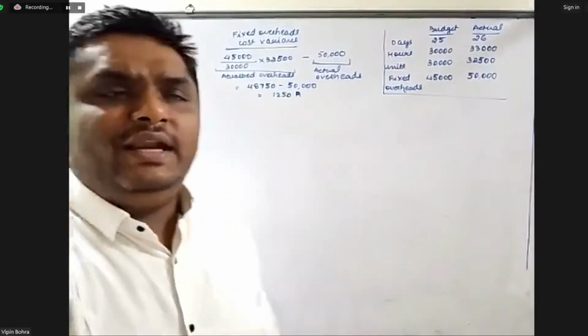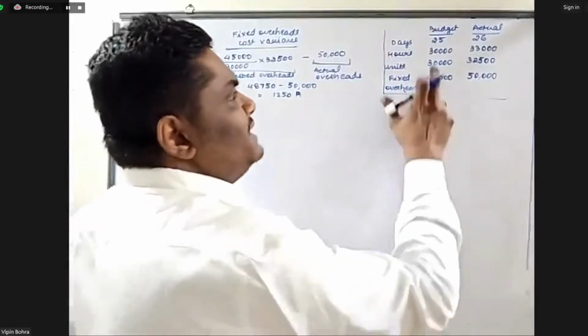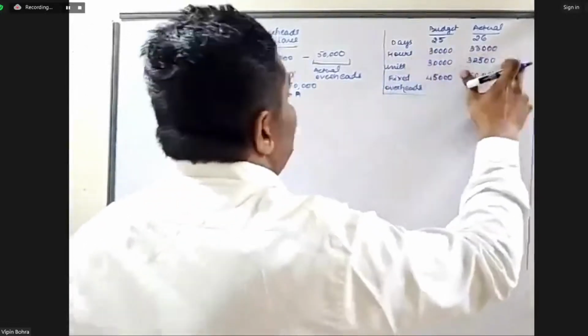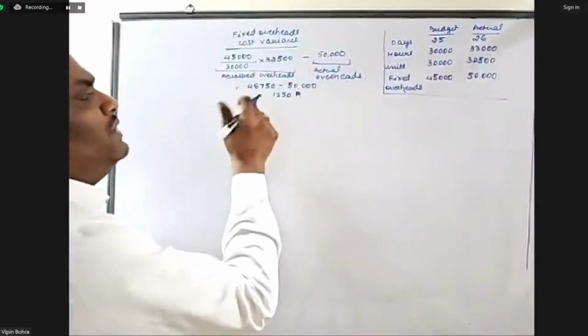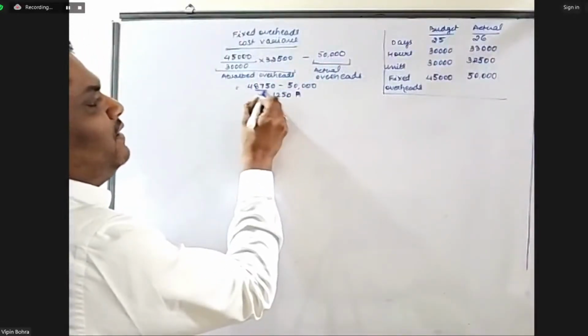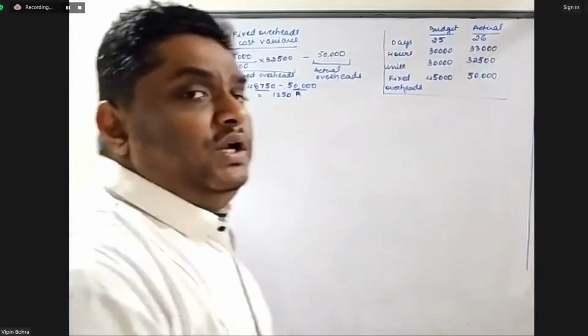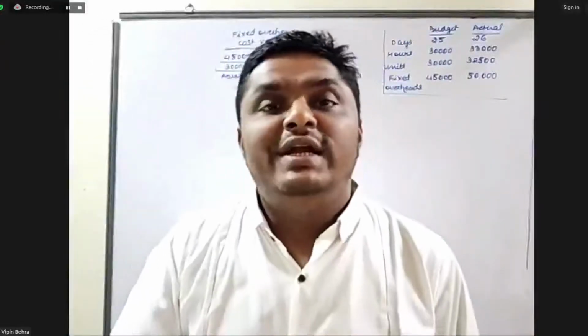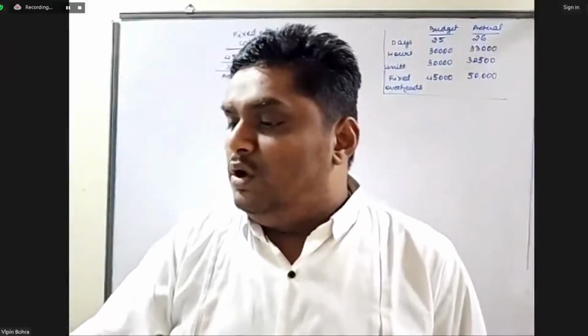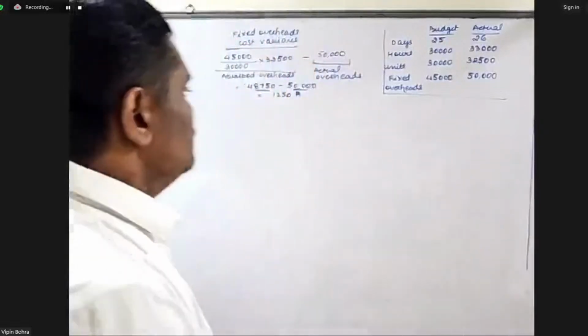I repeat again, 45,000 overheads for 30,000 units. So for 32,500 units, how much? 48,750. And the amount we actually spent is 50,000. 1,250 extra. So that is what we call adverse. Very good, Shweta.